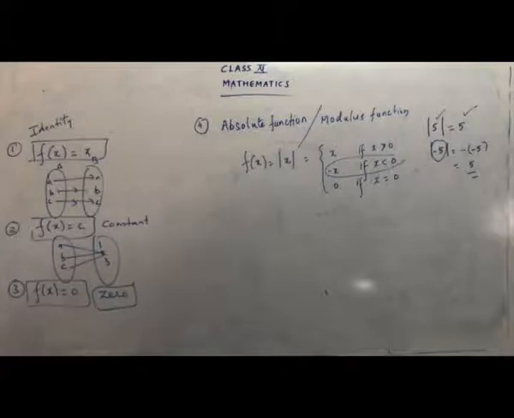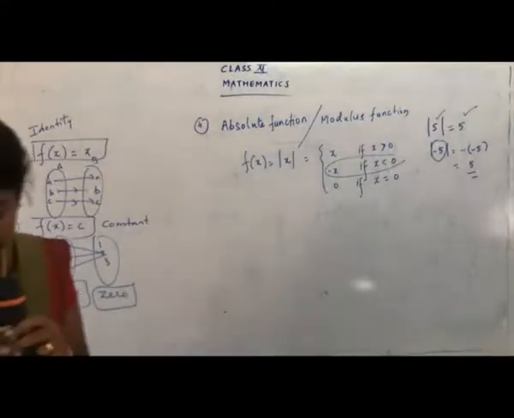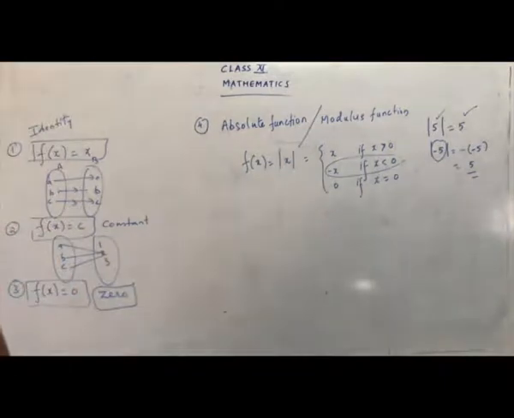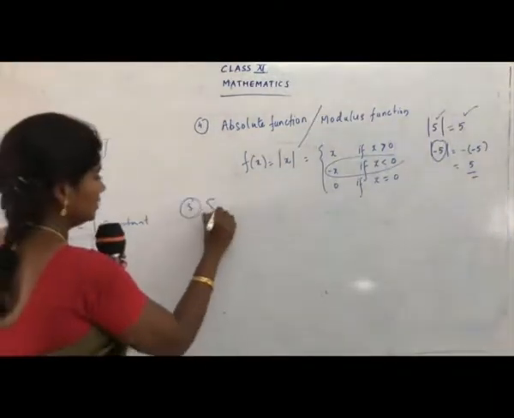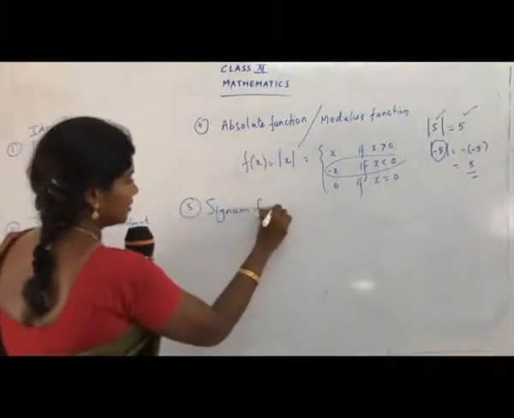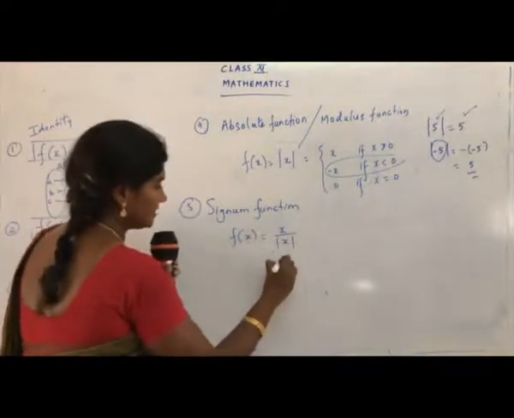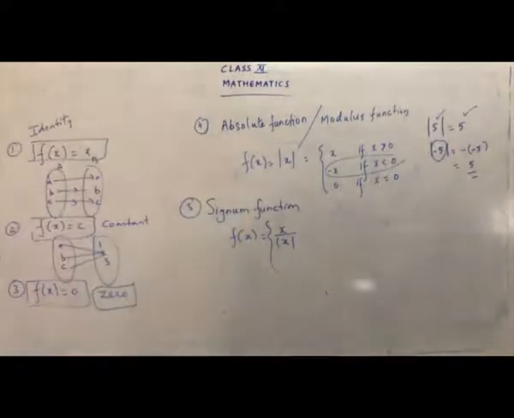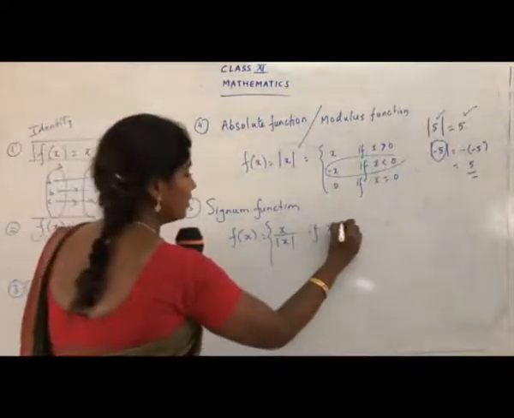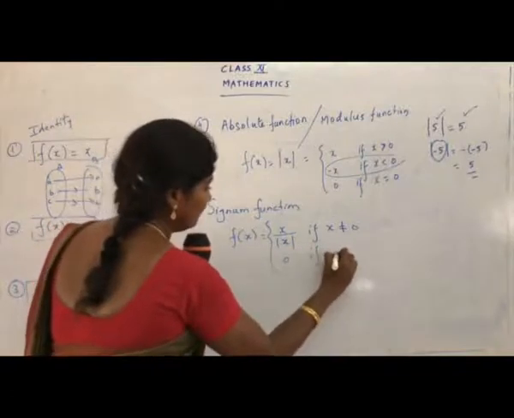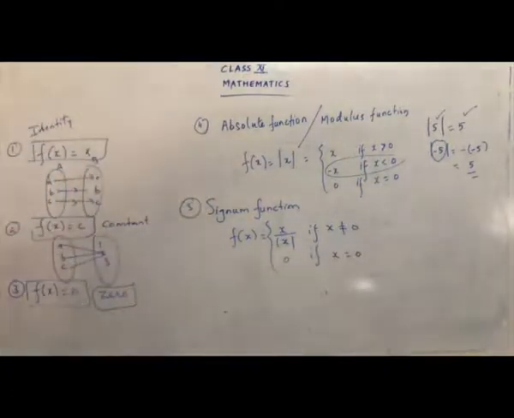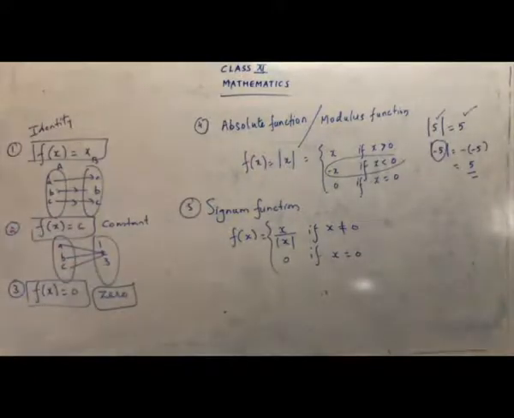Okay, now let's go for the next one, that's the signum function. What is the next type of function? You can see there's some fourth subpart. Signum function. So f of x is equal to x upon mod x, if x is not equal to 0, and 0 if x is equal to 0. Clear with the function? We have 2 conditions for signum: if x is not equal to 0 and x is equal to 0.